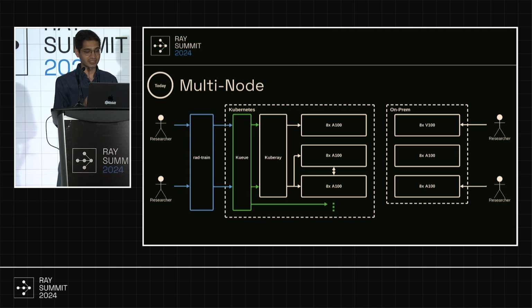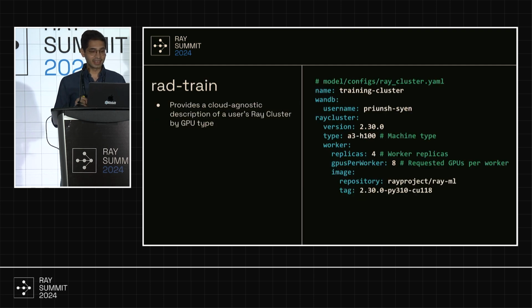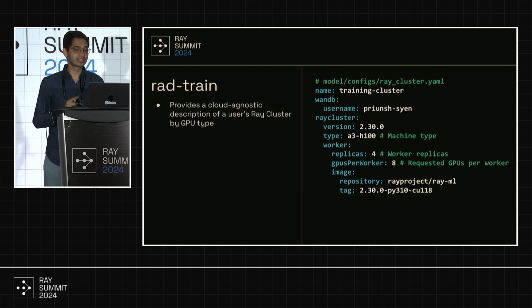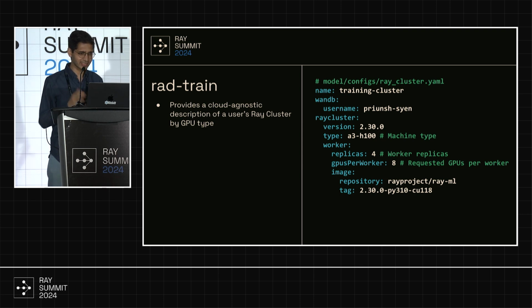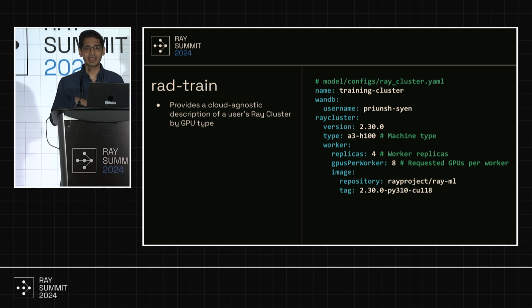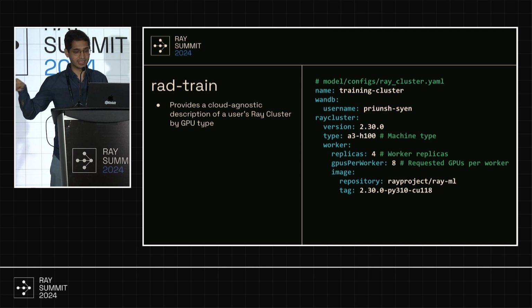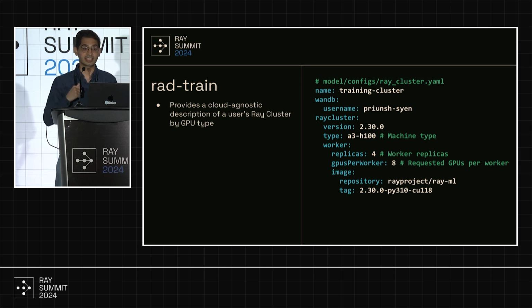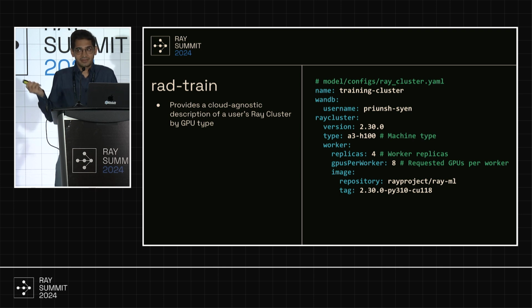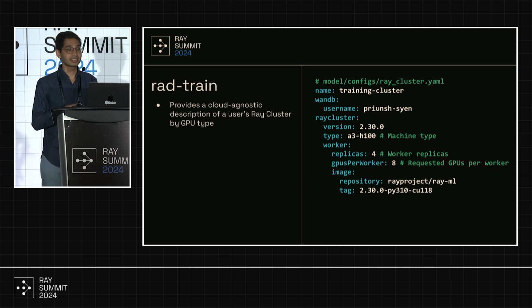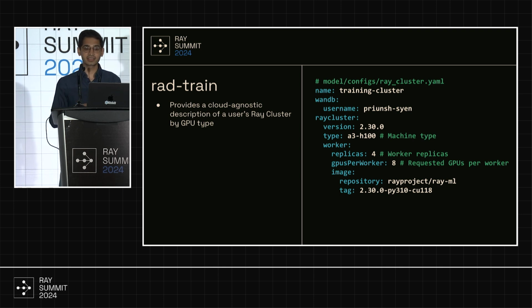So what is RadTrain? One, it's actually a play on Ray Train. We called it RadTrain because of Rad AI, and what it does is it provides a cloud-agnostic description of a user's Ray cluster by GPU type. So here's actually all a researcher has to provide to create a cluster on the infrastructure I just showed you in the last slide. One is they just provide the Ray cluster's name, so here just training cluster. We use Weights & Biases for our model governance and artifacts. So here I provide my name.